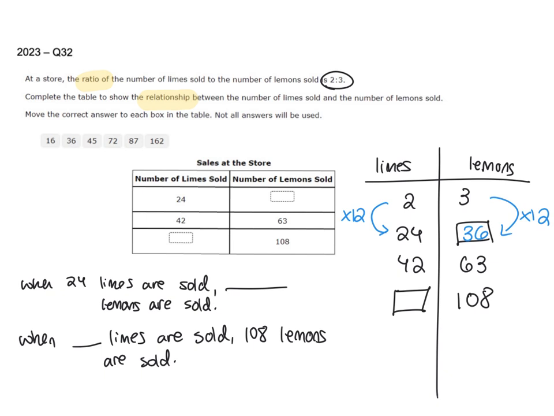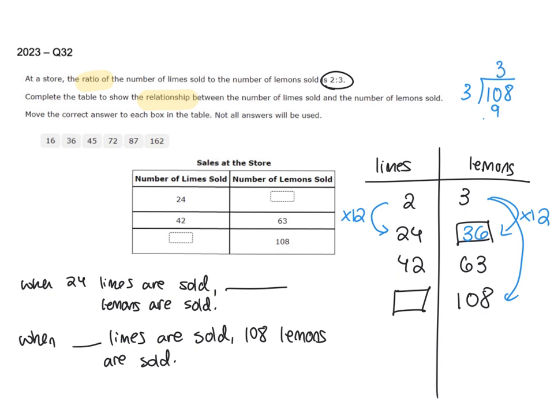But let me show you a different way to do that, because not a lot of people know that 36 times 3 is 108. So another way we could do it is we could say 3 times a number is 108. We need to know what that number is. I'm going to divide to get it. 108 divided by 3. Let's see, 3 goes into 10 3 times.